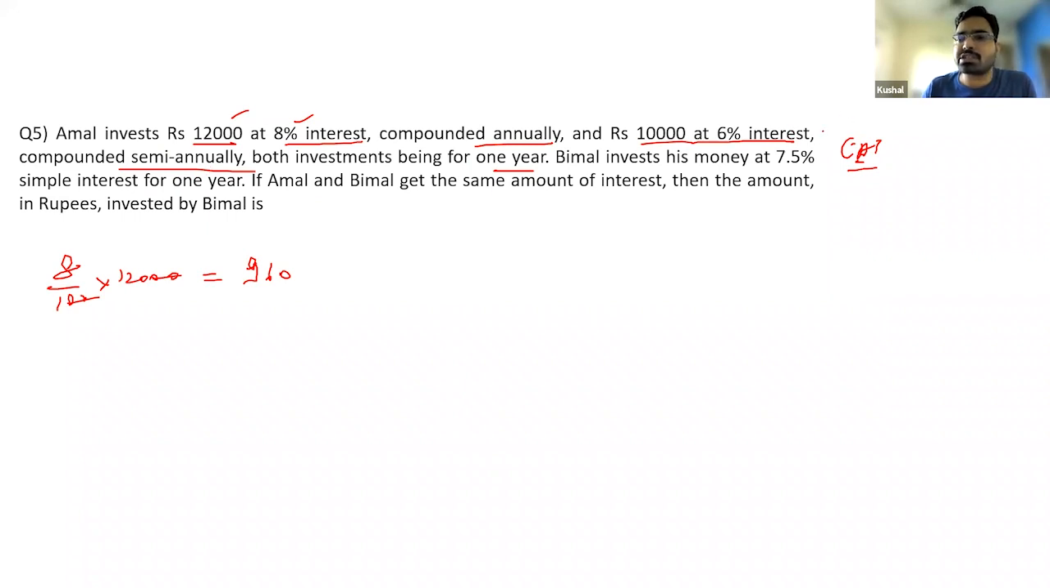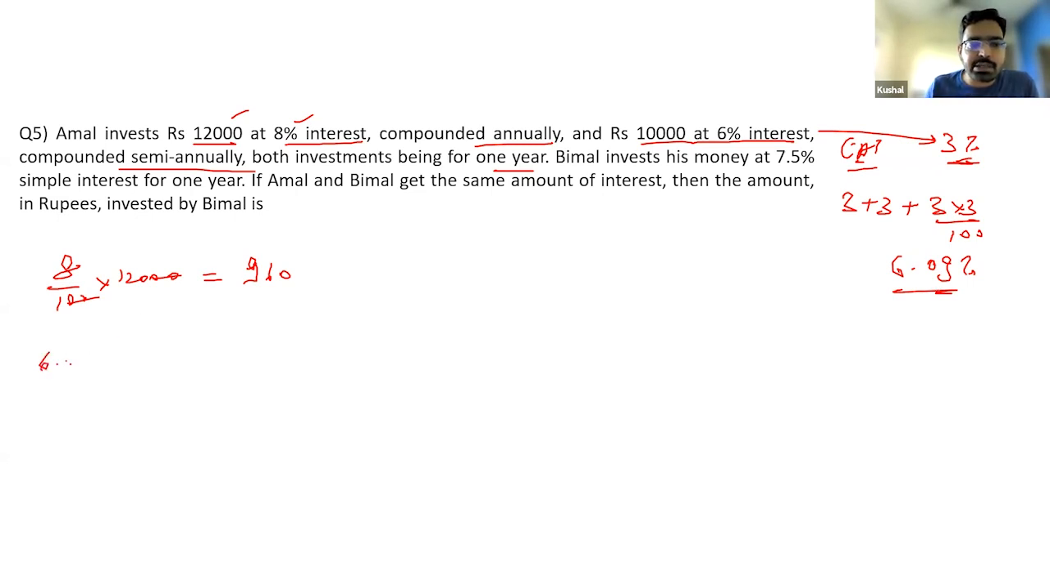Now 6% interest compounded semi-annually means for one term it should be 3%, and both investments being for 1 year, that means 3% for 2 terms. 3% for 2 terms would imply what? 3 plus 3 plus 3 into 3 divided by 100. So that's going to be 6 plus 0.09. So 6.09% will be the effective percentage interest that he will generate on 10,000 rupees for 1 year.